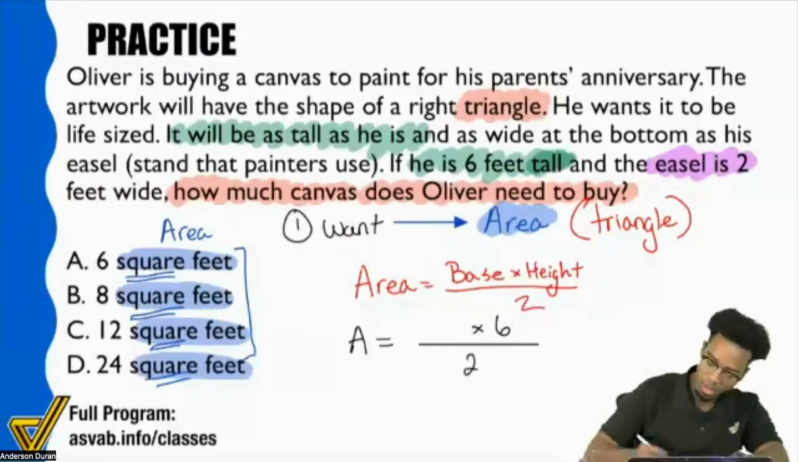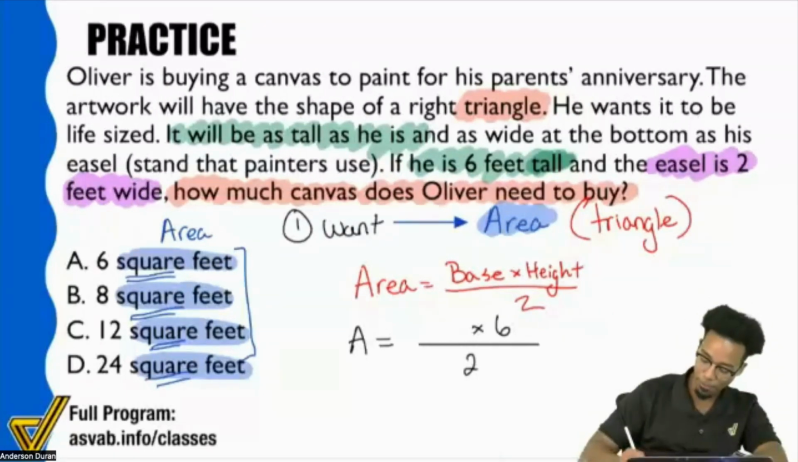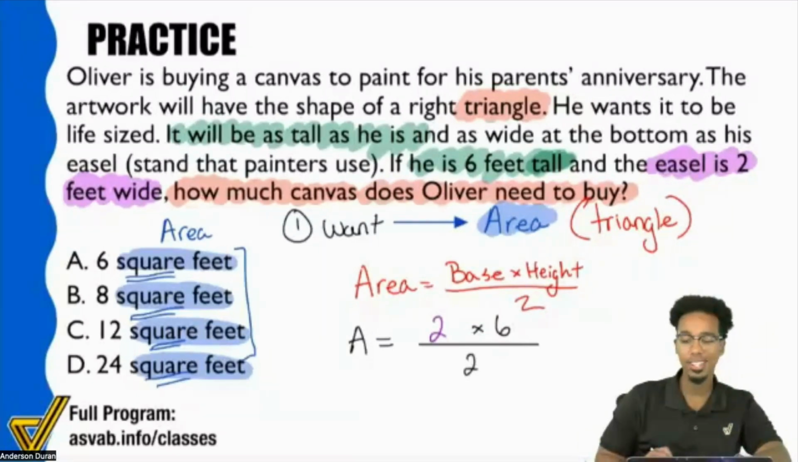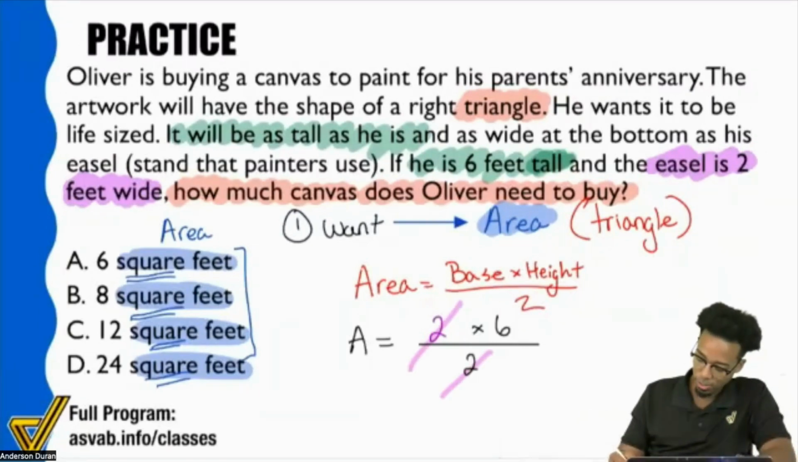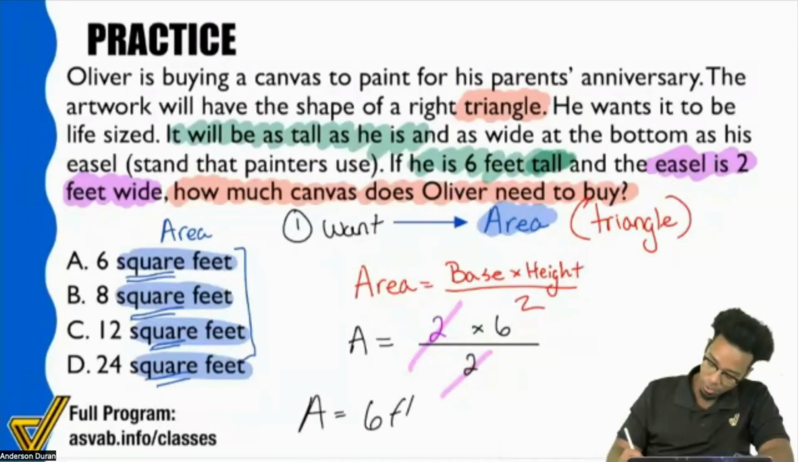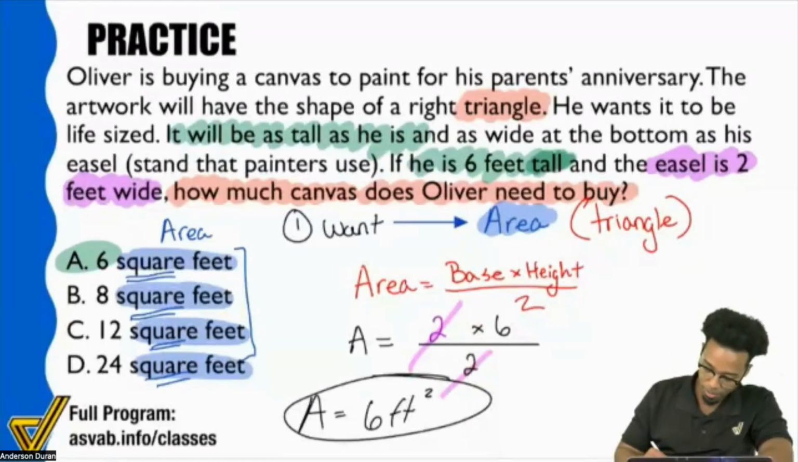Perfect. Is this a problem that might make you overthink? Absolutely. But it's a straightforward problem. There it is. We put the 2 in there. We go ahead and take a look at this. A equals 2 times 6 divided by 2. Okay. 2 times 6 is 12. 12 divided by 2 is 6. You can also take a look here and say, hey, that cancels out. So either way, area equals 6 square feet. And there you go. Your correct answer will be A.